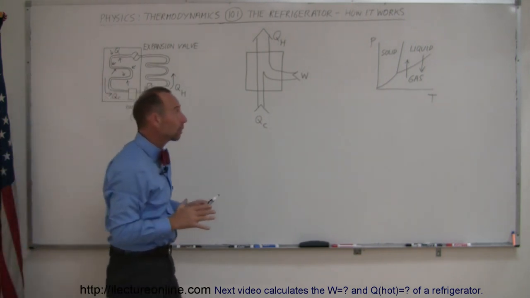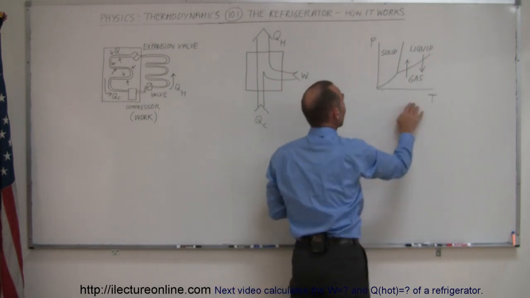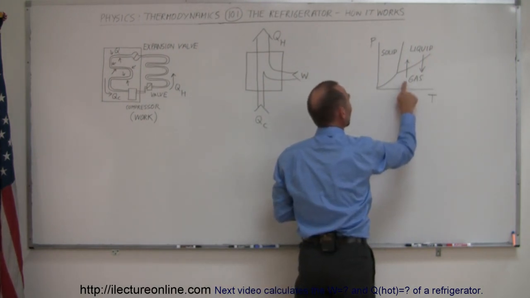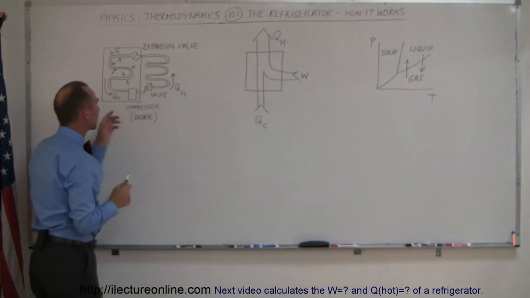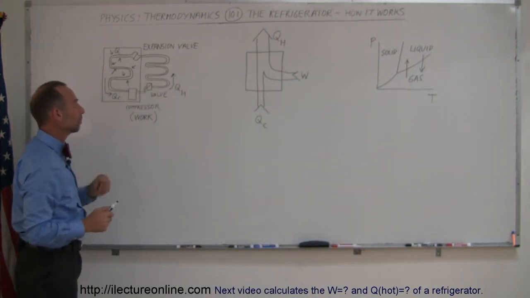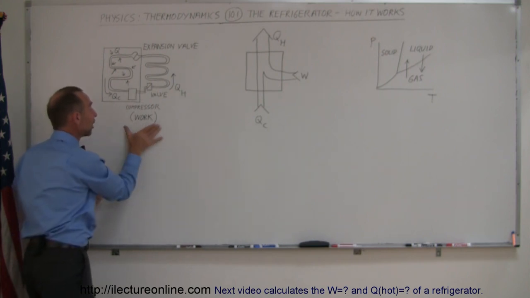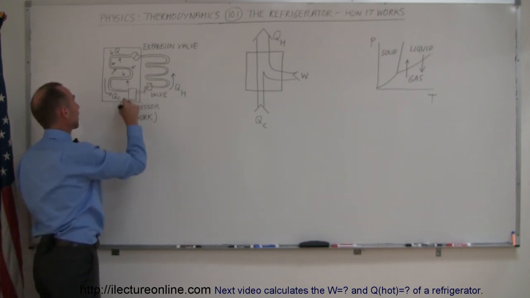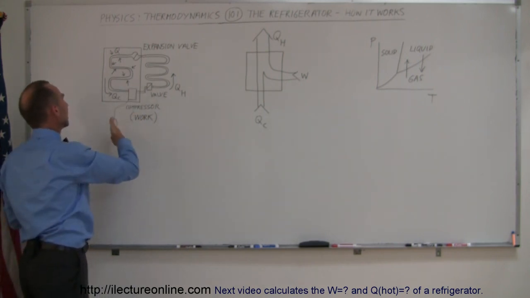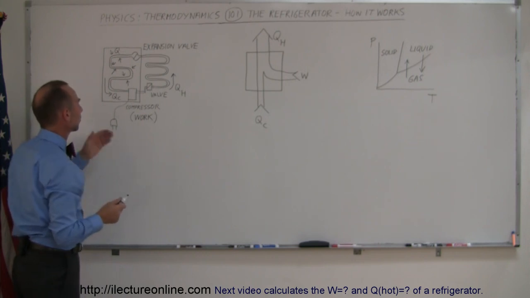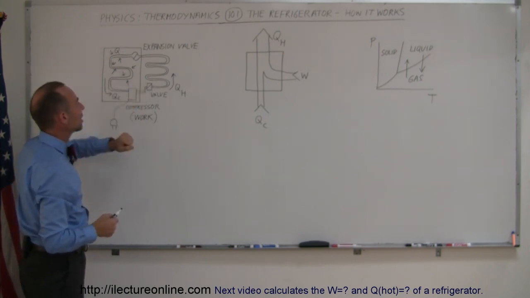And of course, when a gas becomes pressurized, look at a PT diagram. When you increase the pressure, it turns back into a liquid. So that's what happens right here. The gas gets turned back into a liquid via the compressor, and that is where the work is done. So you have to have energy here. You have to actually have a wire that's connected to the local outlet. The electricity provides the energy for the compressor, which does work to compress the gas.